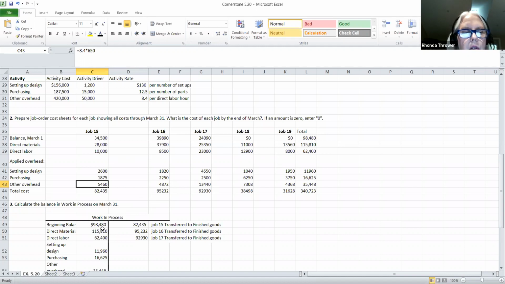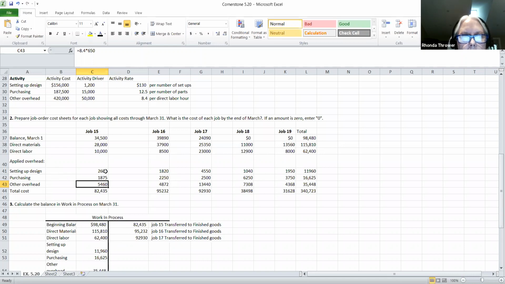Then we're going to add to it the materials in total that were added. So again, I added up all my job materials and I got 115,810. Your direct materials are added to the work in process account. Your direct labor is also added to the work in process account. So the total labor for all the jobs during this period is 62,400, and I've added that to my work in process account.